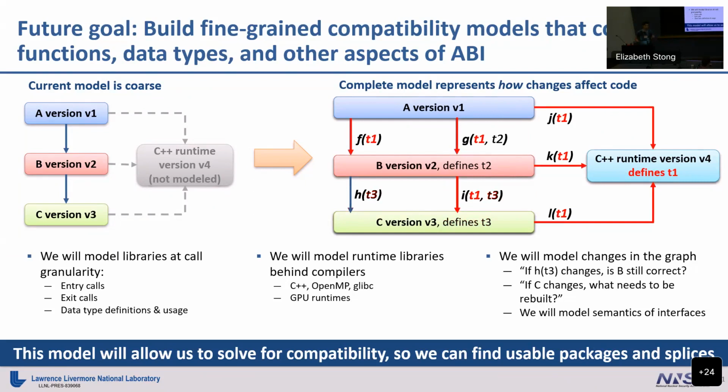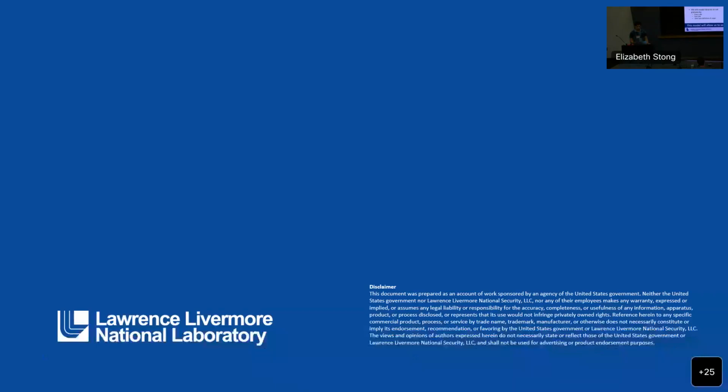So we want to model entry and exit calls, data types, all of the runtime libraries that come from the compiler, the GPU runtimes, and we want to model those changes through the graph so that we can properly determine programmatically, instead of by expert oracle, which splices we can make, when we can take your MVAPICH binary and splice it into my application, and vice versa. So that's all I've got.